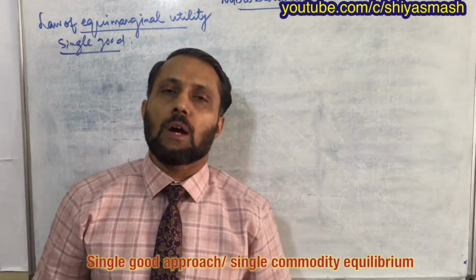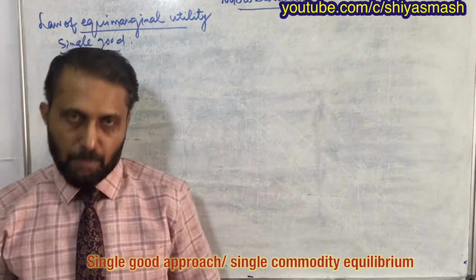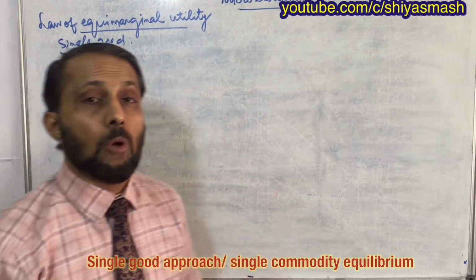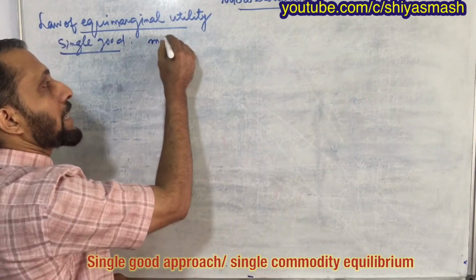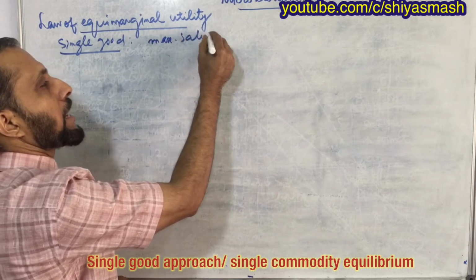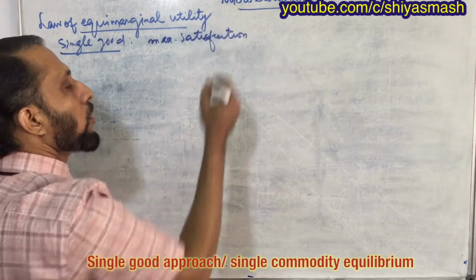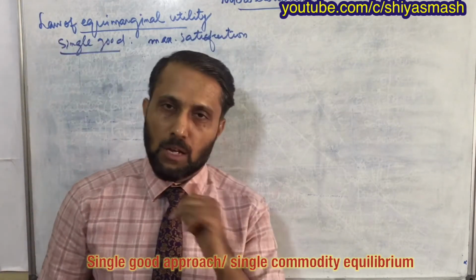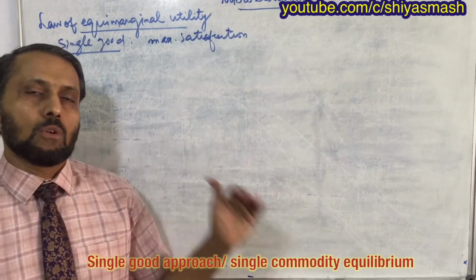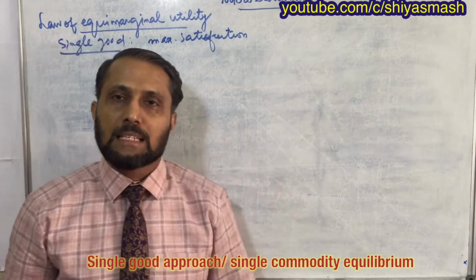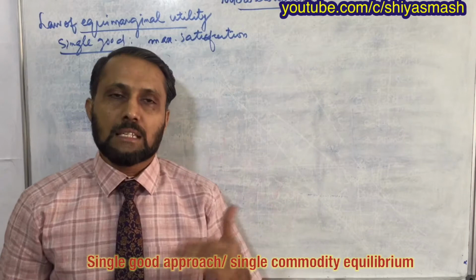Before analyzing the single commodity equilibrium, once again, equilibrium is a situation in which the consumer obtains maximum satisfaction from the consumption, from the amount spent. We can call it the equilibrium condition. As I told you, all the theory is based on some assumptions. Let's discuss once again the assumptions we discussed before.